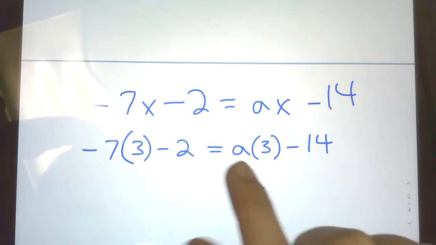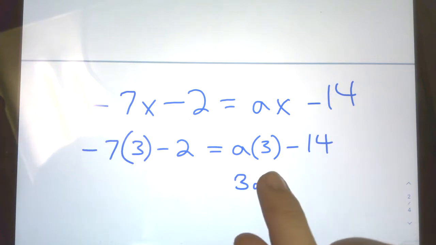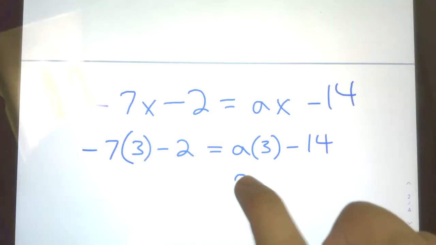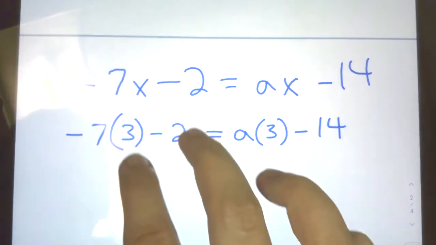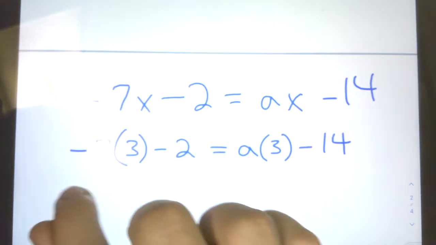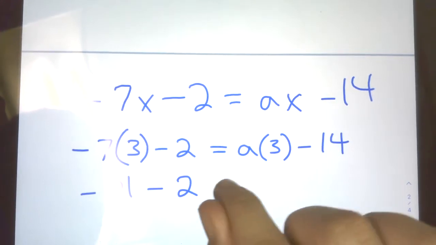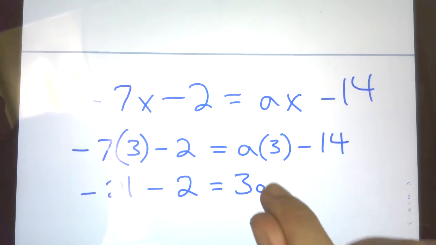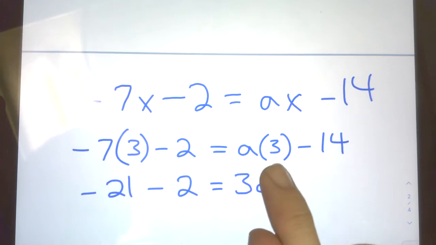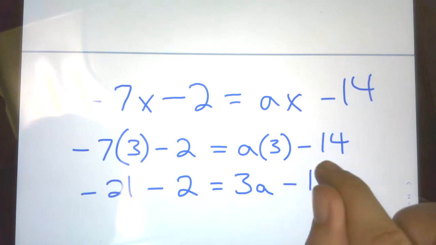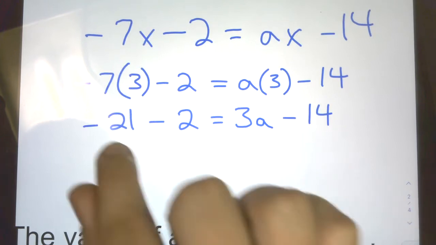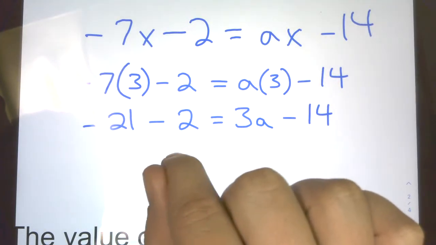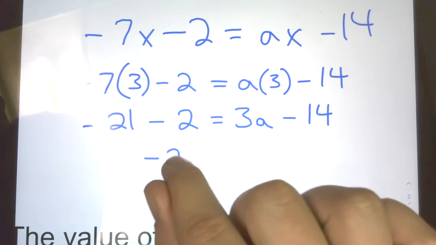So what I'm going to do is I'm going to simplify all of this, and at the same time I'm going to rearrange this to where it's something that looks a little bit more familiar to us. So negative 7 times 3 is negative 21. Bring down the minus 2. This is really just 3a, 3 times a. This is a times 3. This is 3 times a. It's the same thing, minus 14. Now I'm going to go ahead and solve it, and I guarantee that I'm going to run out of room. Negative 21 minus 2 is negative 23.